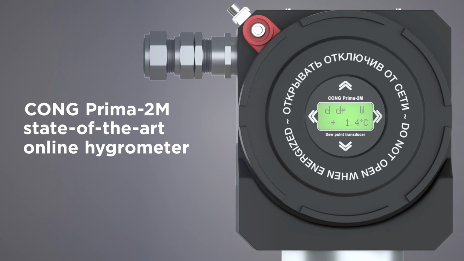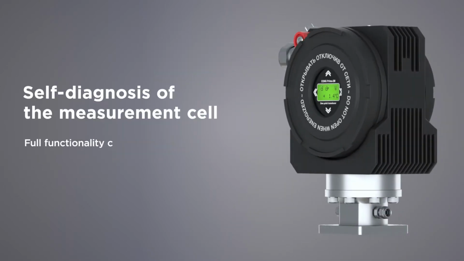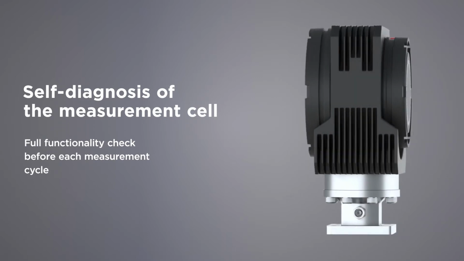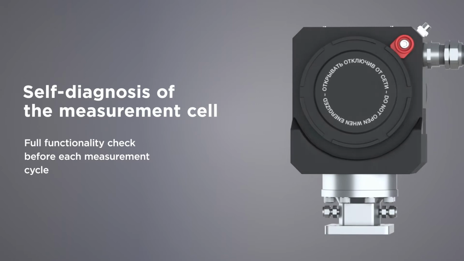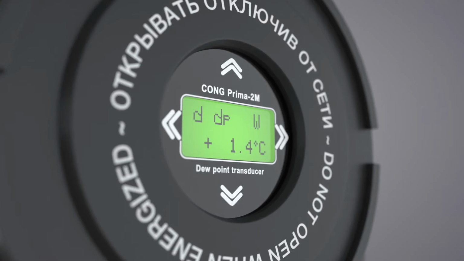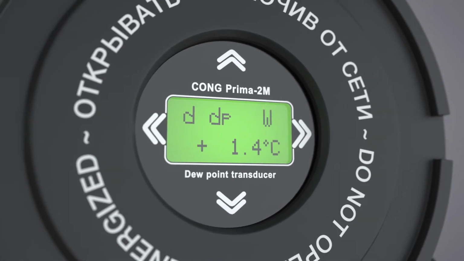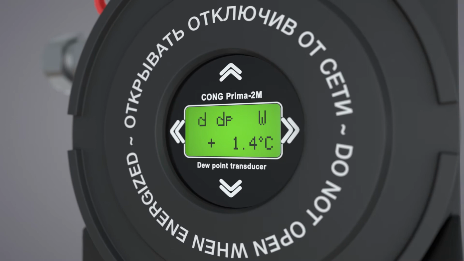The Kong Prima 2M hygrometer stands out from all competing dew point analyzers. The Kong Prima 2M is equipped with self-diagnostic functions for monitoring the state of the sensor and analysis of the electronics. The surface temperature of the condensation mirror can be depressed by more than 70 degrees Celsius at operating pressures up to 160 bar, performance that surpasses its nearest rivals.